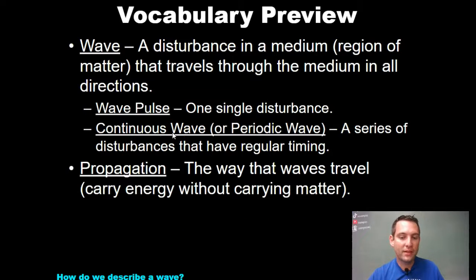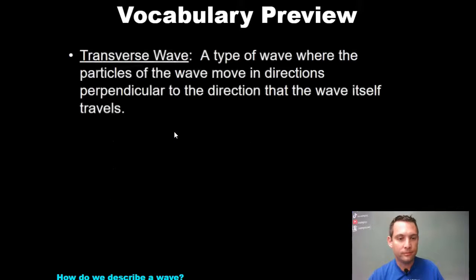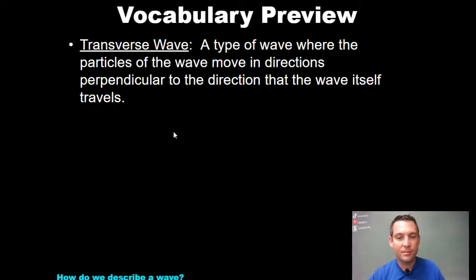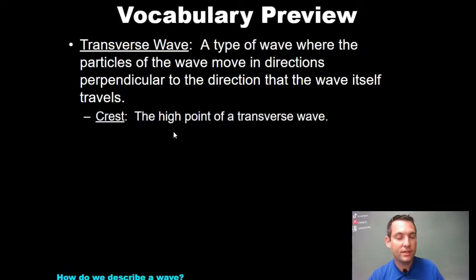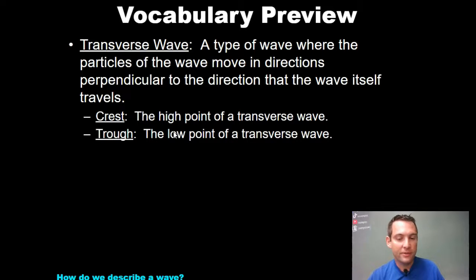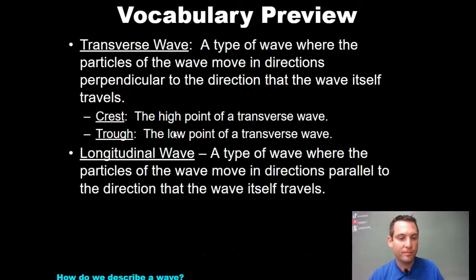Propagation is the way that the wave travels, carrying energy without carrying matter. We have a transverse wave, which is a type of wave where the particles of the wave move in directions that are perpendicular to the direction the wave itself travels. A crest is the high point of a transverse wave. A trough is the low point of a transverse wave.